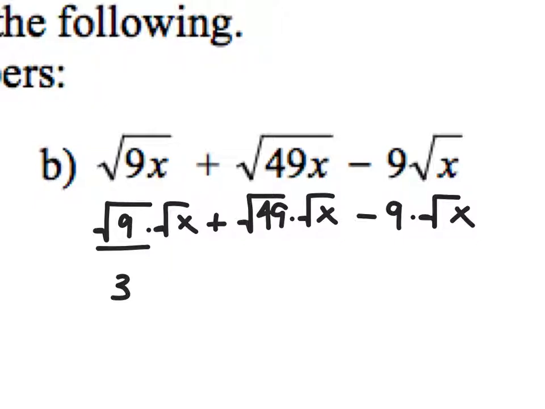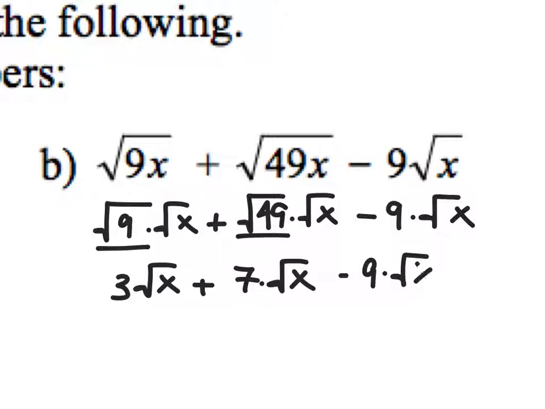So I can take the square root of that. I get 3 times the square root of x plus the square root of 49. Now the square root of 49 is 7, times the square root of x. Look at that, I've got like radicals. And I've got another one over here: minus 9 times the square root of x. So all 3 of these terms have like radicals.